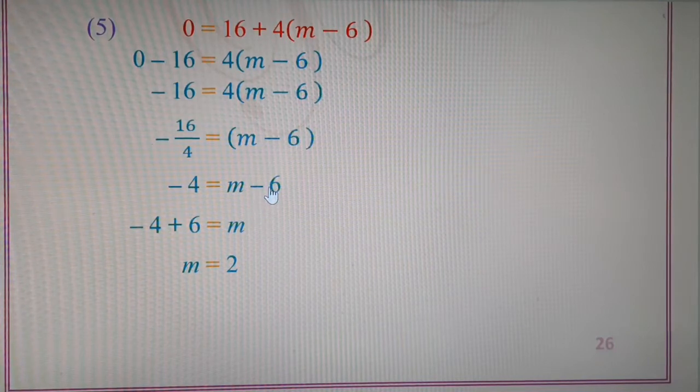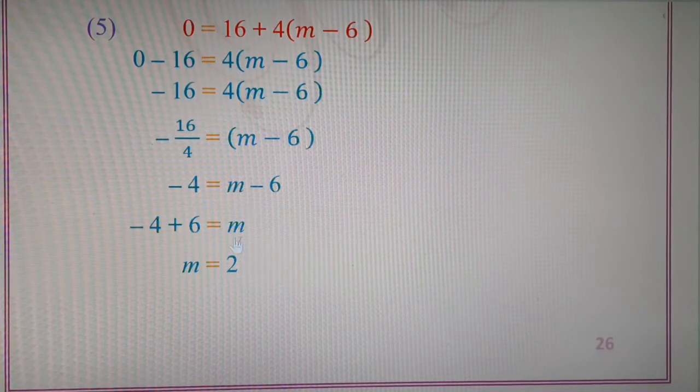Now minus 6 will transfer from the right hand side to the left hand side, and m has to be kept alone. So when minus 6 is transferred from the right hand side to the left hand side, we will use the transpose rule or the opposite rule. Opposite of subtraction is addition. So minus 6 will become plus 6 when it is transferred. So minus 4 plus 6 equal to m.